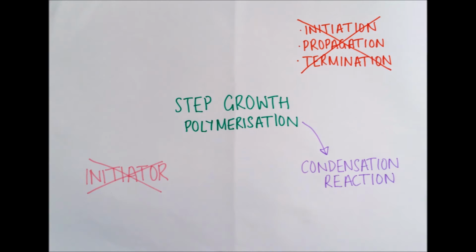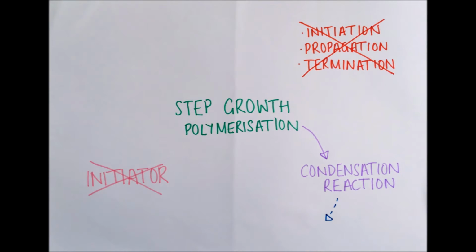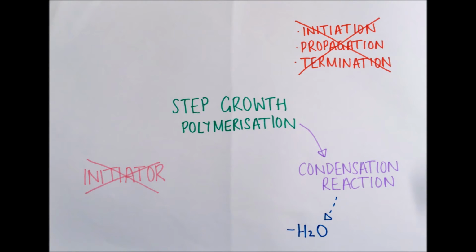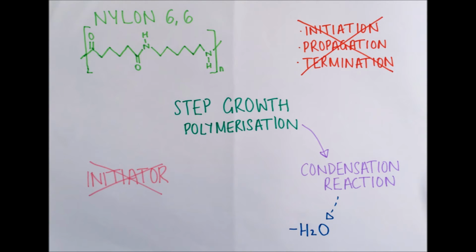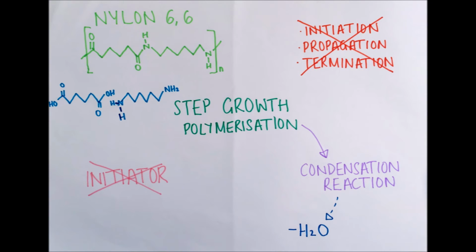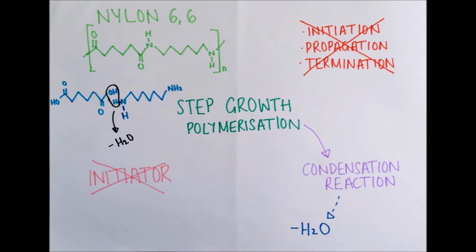Step growth polymerization is dependent on condensation reactions between monomers. So generally, a small molecule, like water, is lost during this polymerization. A common example of a step growth polymer is nylon 6,6, which is used in clothing. A condensation reaction takes place between a 6-carbon diacid and a 6-carbon diamine. Here you can see as the two monomers join, water is lost.